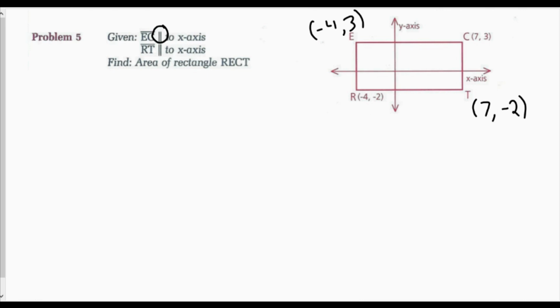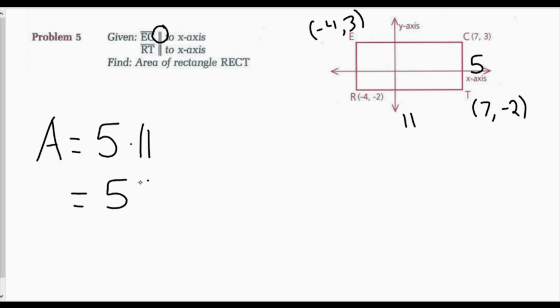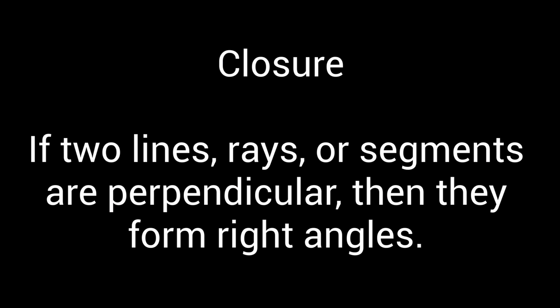Now using this to find the length and width of my rectangle, I know my length would be from -4 to 7, so that would be 11 units long. And then my width would be from -2 to 3, so that's 5 units long. I know the area of a rectangle is length times width, so 5 times 11 would give me an area of 55 units. In this lesson, we learned if two lines, rays, or segments are perpendicular, then they form right angles.